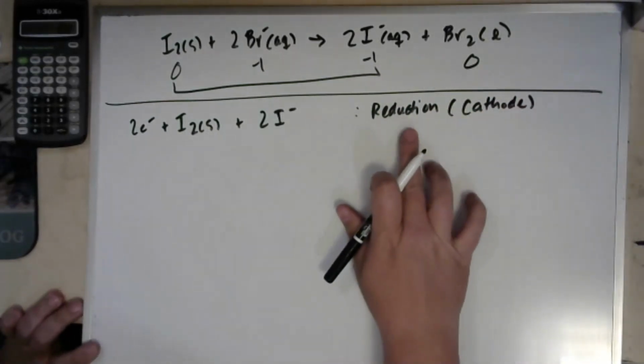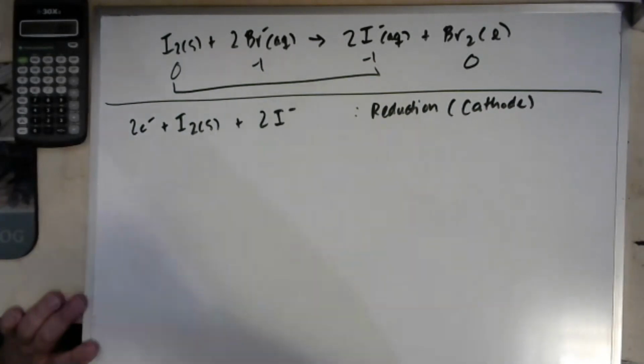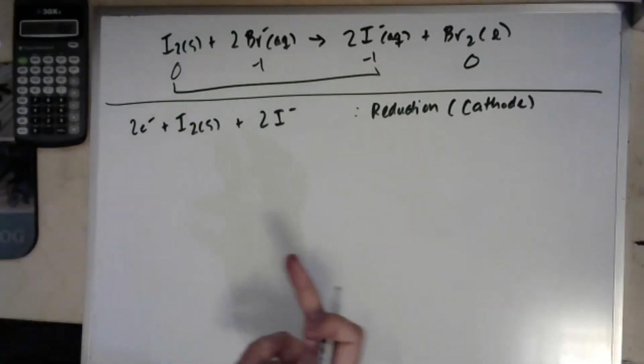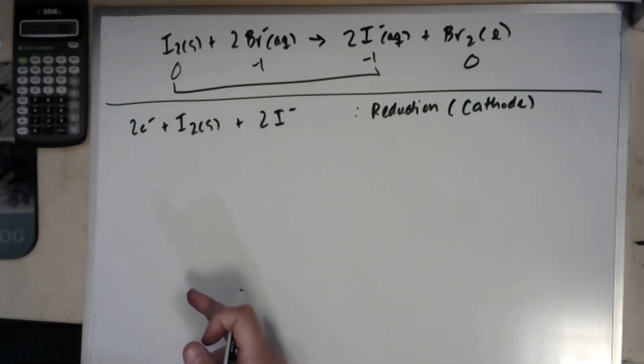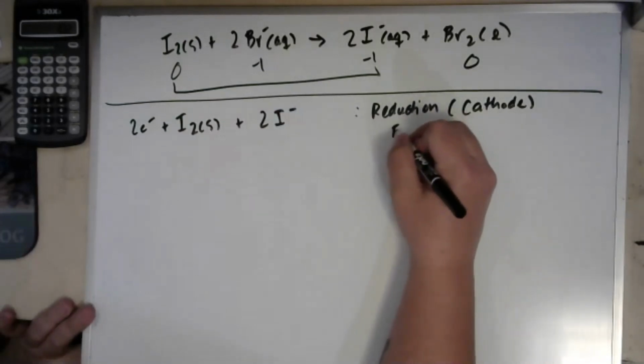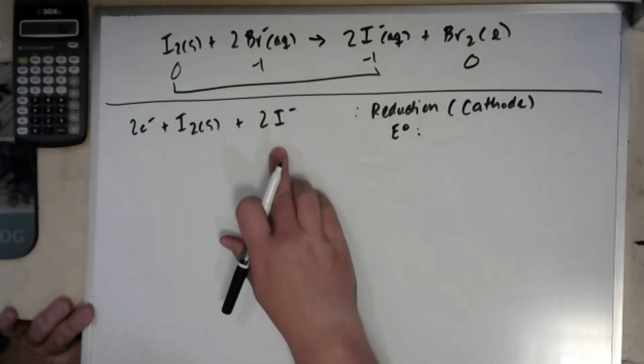Okay, and I can find this reduction potential value in my table. Okay, so all these questions where they're asking you to calculate E cell, you have to do that from the reduction potential table in your textbook. Okay, you're not just going to know these values off the top of your head. So the value for this half reaction is going to be 0.54.